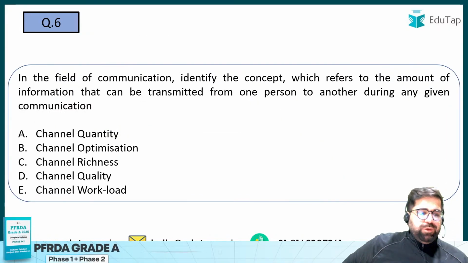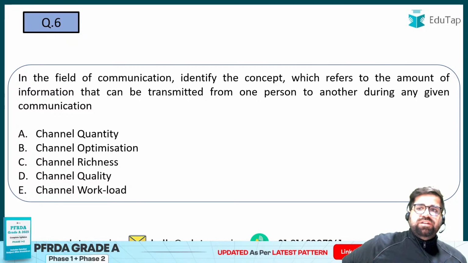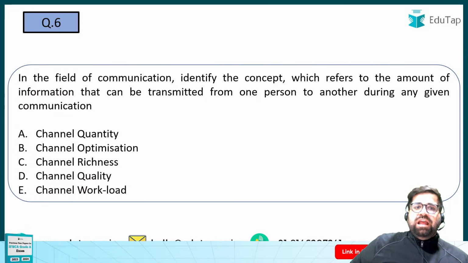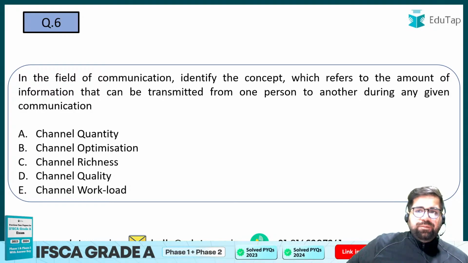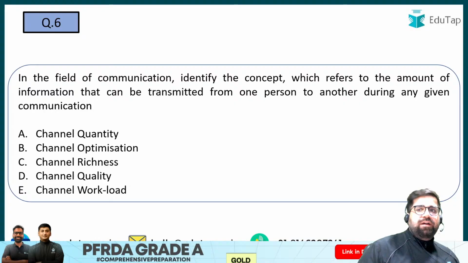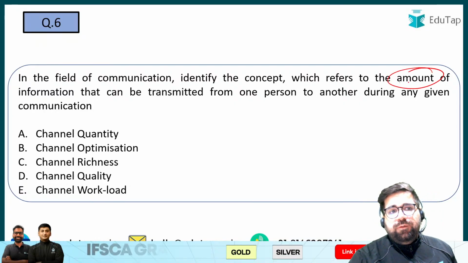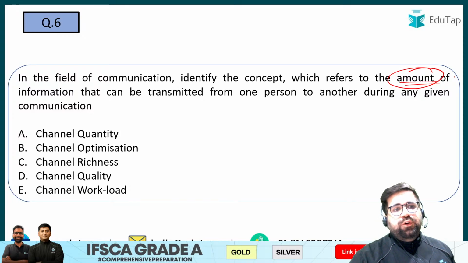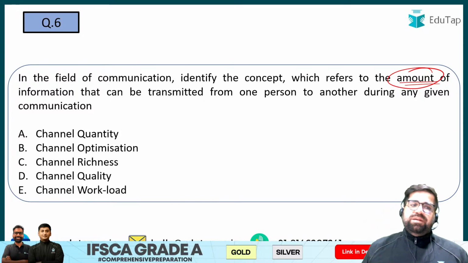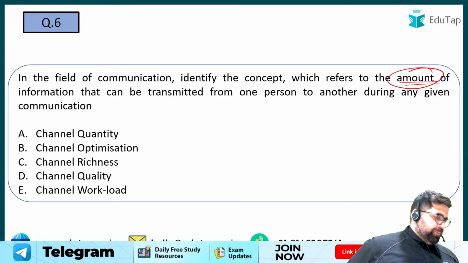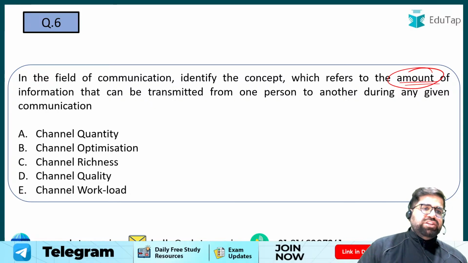In the field of communication, identify the concept which refers to the amount of information that can be transmitted from one person to another during any given communication. So over here you have to identify the concept which tells you the amount of information which can be passed. Amount of information, which concept tells you this particular topic? Yes, the correct answer will be channel richness.